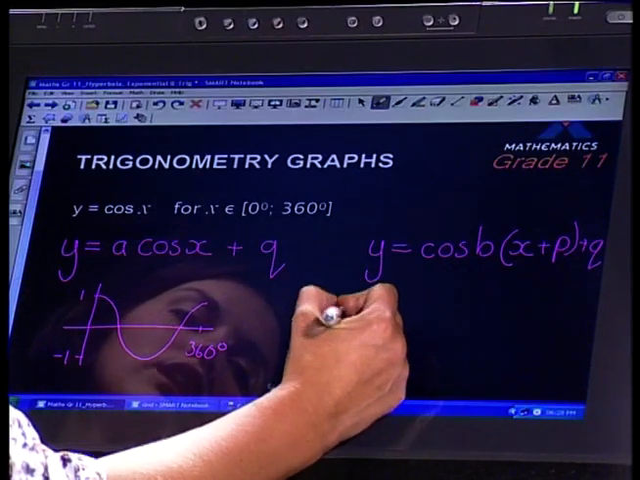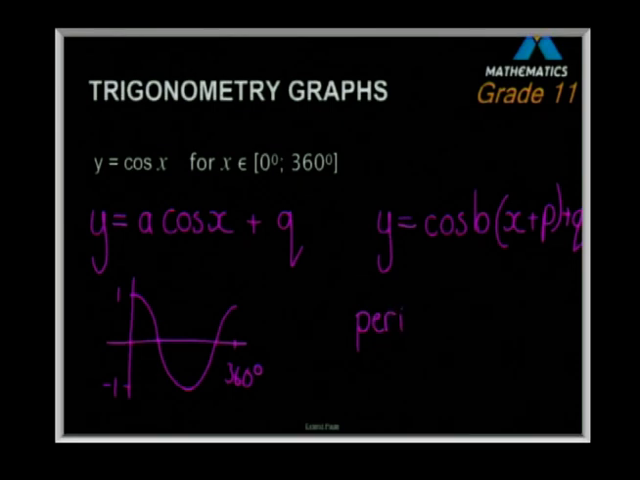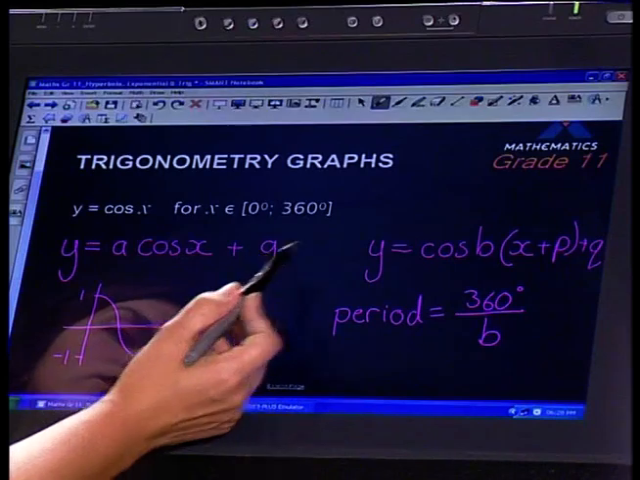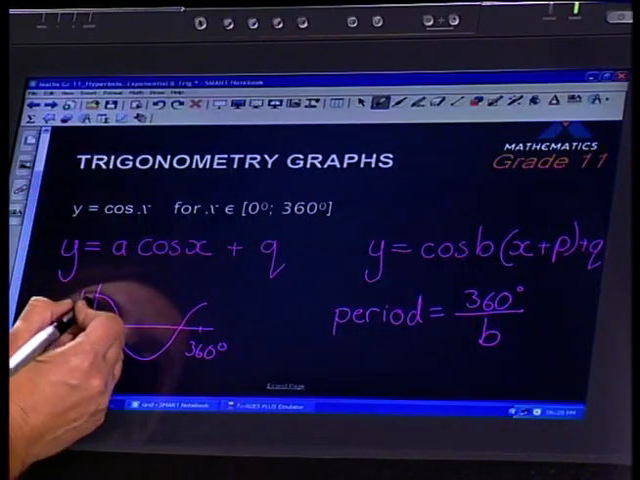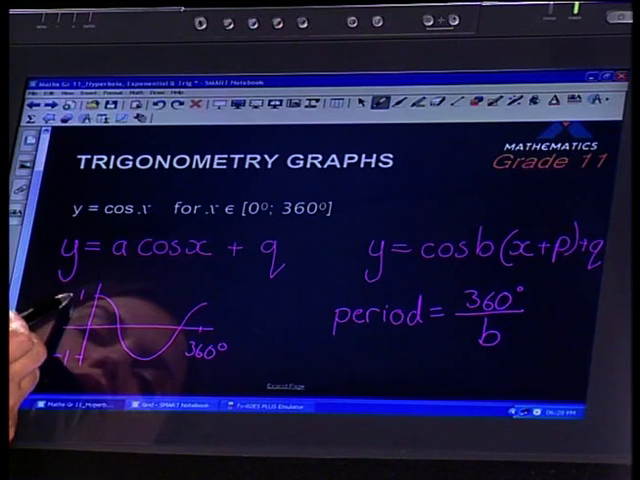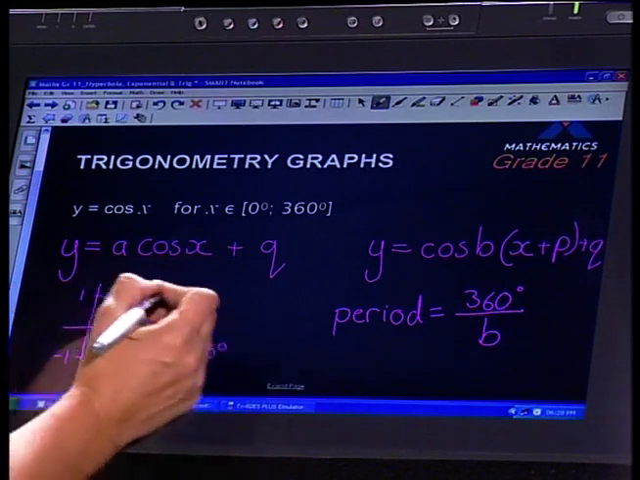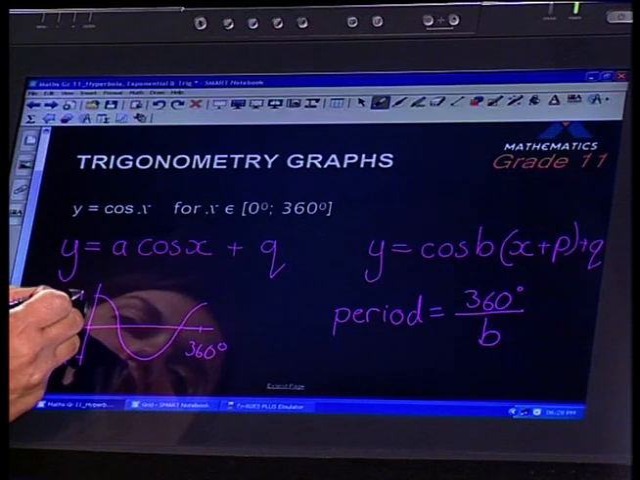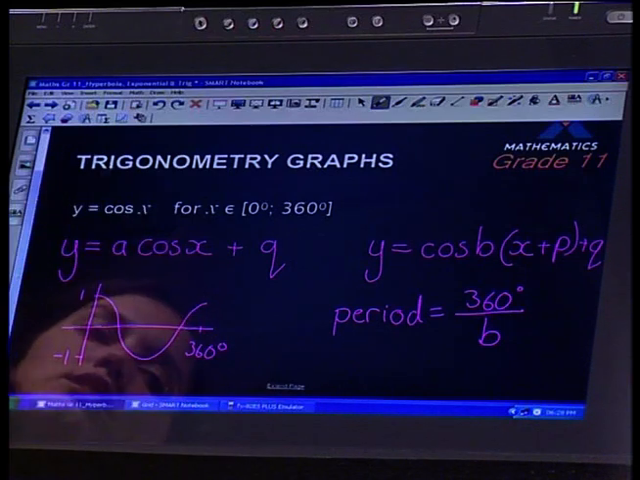So our period calculation is equal to 360 degrees divided by the value of b. Remember that the q value is no longer the y-intercept, because our y-intercept by default in our normal y = cos x function is 1. So it's not the y-intercept anymore.